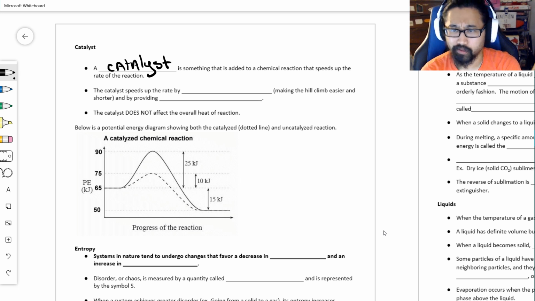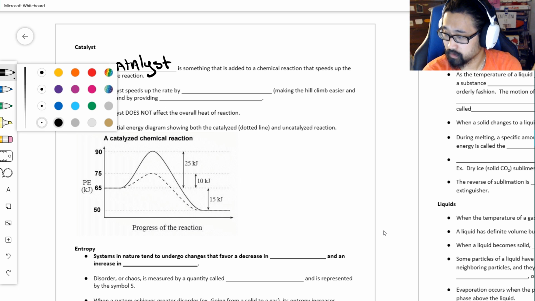It doesn't become a part of the reaction. It doesn't get used up. You're not producing it. It's just something that you can put in to make things go faster. Later, if you wanted to, you could remove it. It would go slower again. Right? This is like a crucial part. It speeds up the reaction rate.